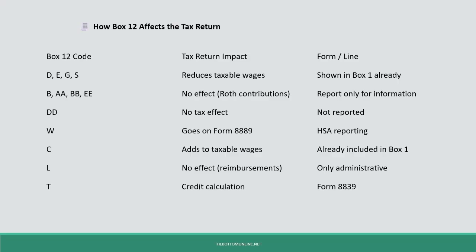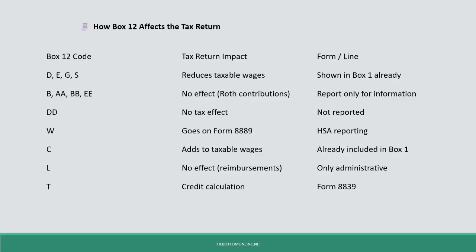So when we look at different codes, D, E, G reduces taxable wages, shown in box 1 already. So they've already reduced the wages. You don't have to reduce them again. But the employer is just saying, hey, this is what we put in, this is why we reduced box 1. So AA, BB, EE is a Roth contribution. It's for reporting only. It has no effect on the tax return. DD, no effect.